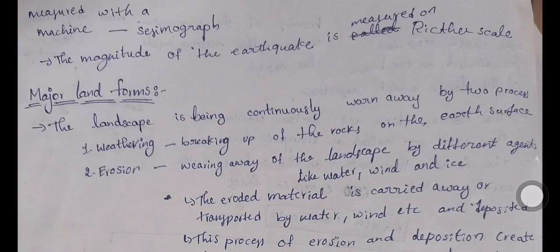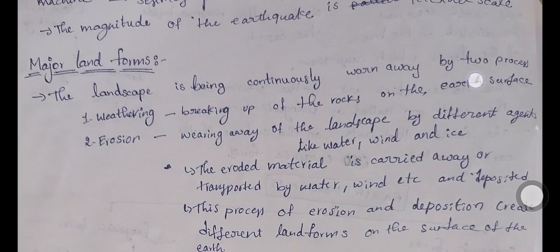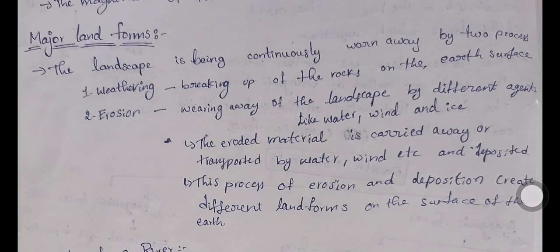If the worn material does not travel to another place and stays on that place only, then it is called weathering. If it travels to another place, then it is called erosion. The traveling agents are wind, ice, and water. If the eroded material is carried away or transported by water, wind, etc., it is deposited on other places.